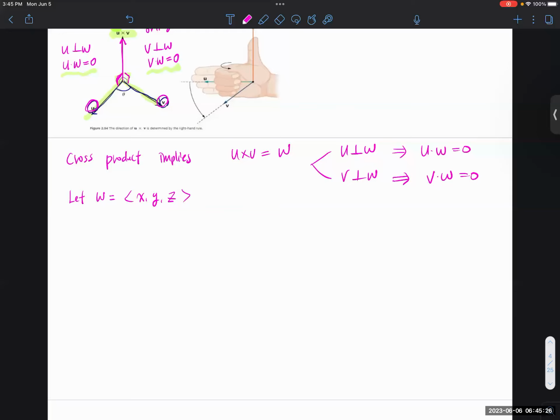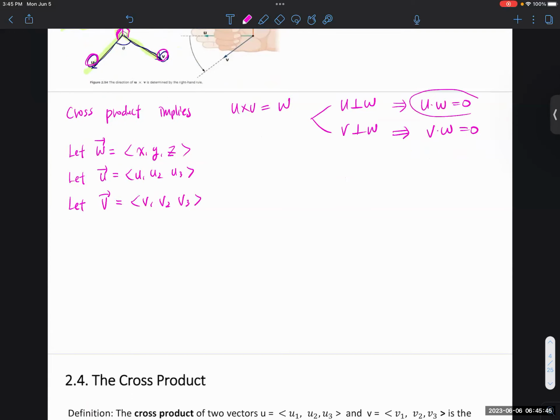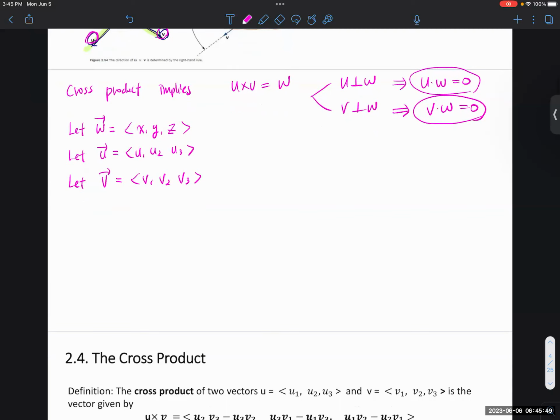Okay, and let U vector be U1, U2, U3, and let V vector be V1, V2, V3. So let me produce this mathematical expression. So let's try U times W. Let's take a look at it.